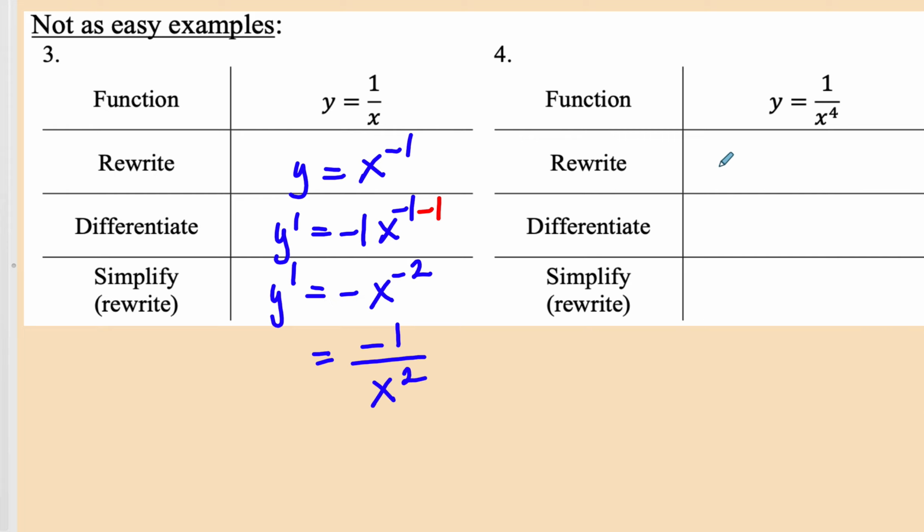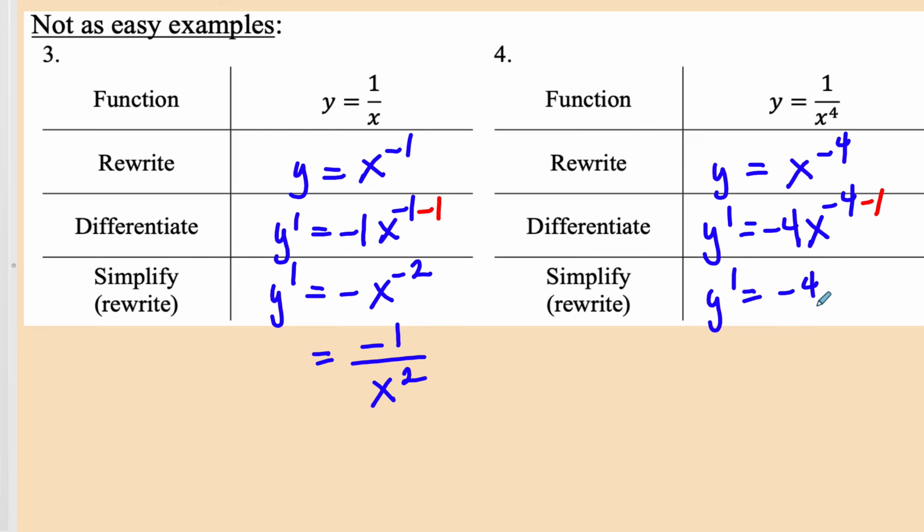Let's go over here. We want to rewrite y is equal to x to the -4th power. So y prime will be equal to -4x to the -4, and we're going to want to go down a power. And then we're going to have y prime is equal to -4x to the -5th. And if you want to write with positive exponents, it'll look something like this.